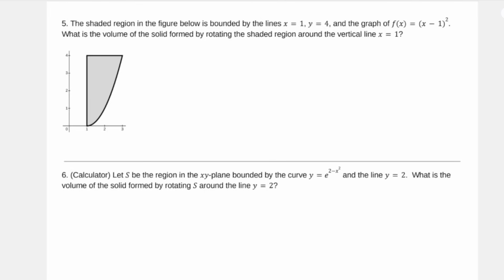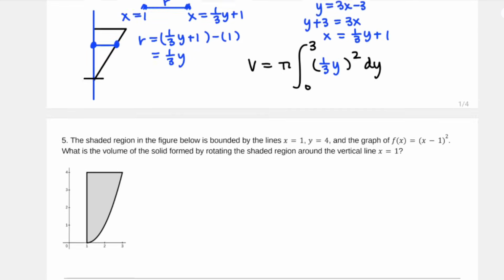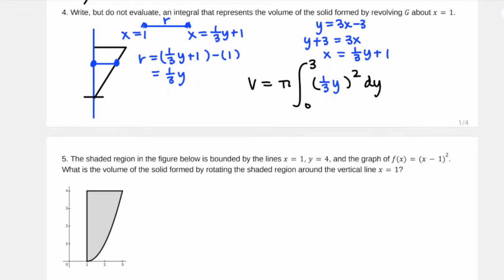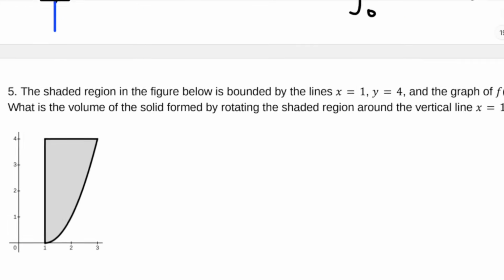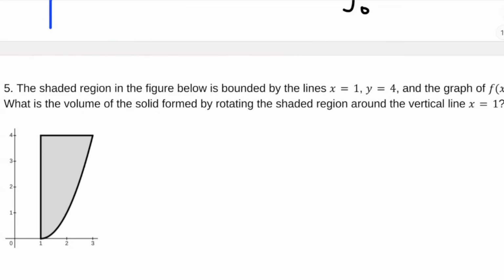Next we've got another situation where it's part of a parabola. Okay, and we're going to rotate around the vertical line x equals 1, so this will be pretty similar, except we are going to have to actually do the integration. Right. So we are rotating around this line x equals 1. Okay, the radius on the right.